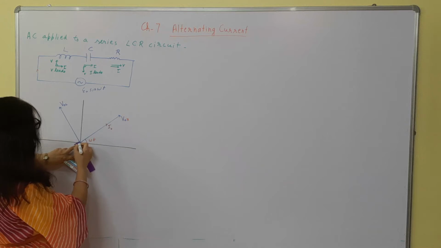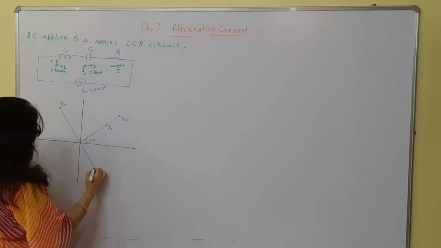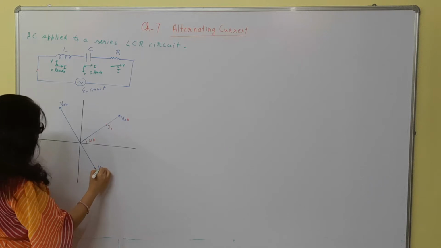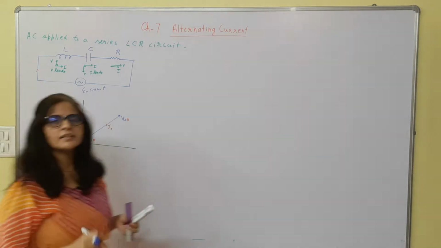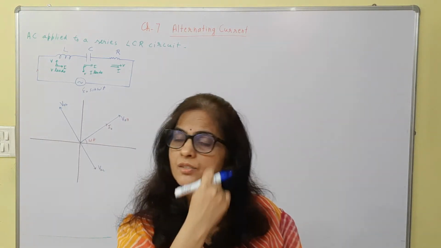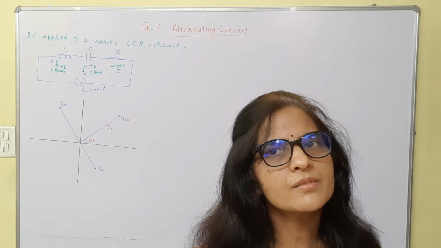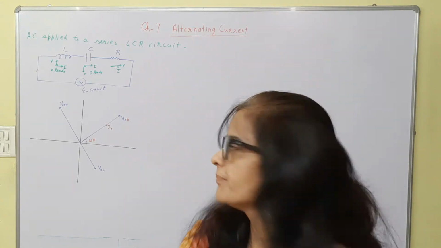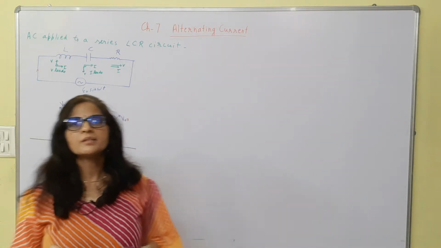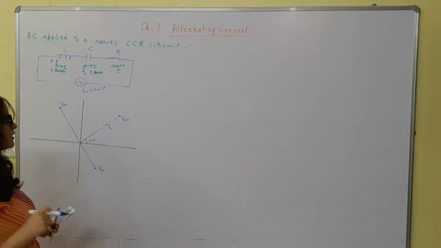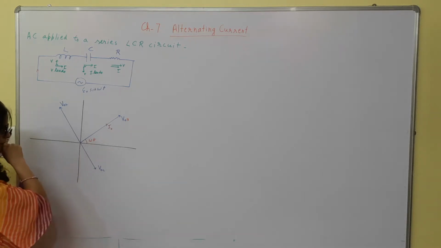So this is current. So voltage will be this way. In the phasor which I have drawn here, the inductor is dominant, or you can say the voltage across inductor is more than voltage across capacitor. That's why I have drawn a longer line to show that the magnitude of the voltage across inductor is more than the magnitude of voltage across capacitor.